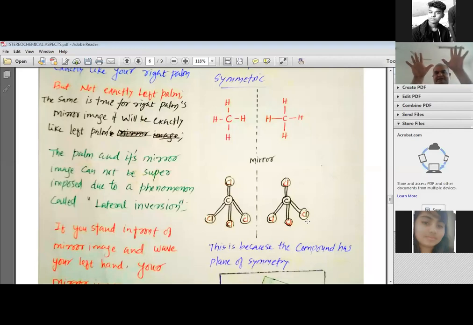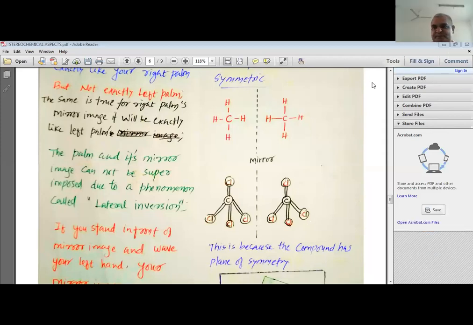Okay, whatever. See, these are the two palms. You put them this way. They are still the mirror image. But when you superimpose them, what do you come to know, my dear students? When you superimpose them, what happens? Can you superimpose them?